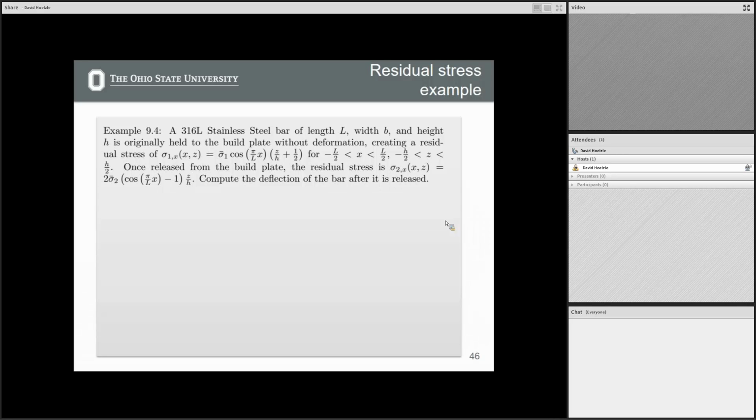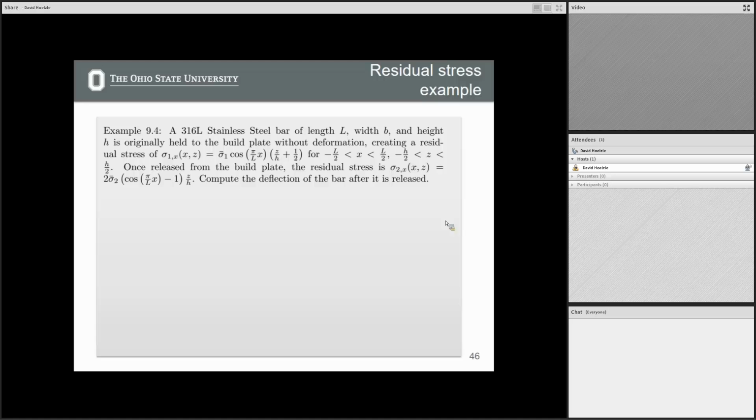If we look at what this says, we have a stainless steel bar of length L, width B, and height H, and it's originally held to a build plate without deformation. So that's never going to be true. There's going to be some deformation. Even though it's held to a really thick plate, there's still going to be some deformation because the material can yield, and all these other things that happen. But this is creating a residual stress because it's being held in some sort of taut or flexed position, which means all the residual stress builds up.